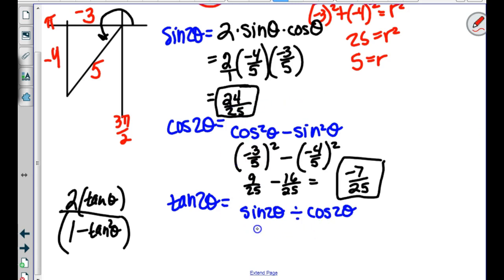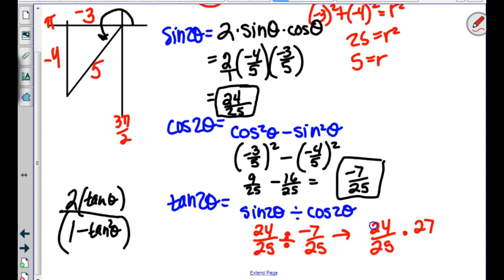The sine of 2 theta is 24/25, and the cosine of 2 theta is -7/25. So what are we going to do then? Whoops, it was divide. I want to make it multiply, so what do I have to do? Yeah, so I have 24/25 times 25/-7. Can I cancel those 25s, guys? Yeah. So I get 24/-7. Was that way easier than trying to put this in and calculate it? Yeah.